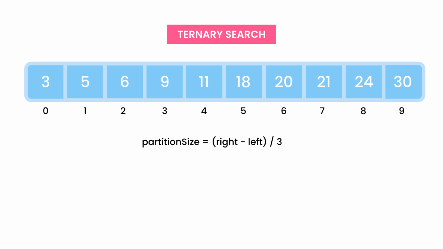Now we can calculate the index of these 2 middle points easily. Mid 1 equals left plus partition size, and mid 2 equals right minus partition size. Once we identify the middle points, we need a few comparisons to find the target value. If it's not one of these middle points, it could be in one of these partitions. So we'll repeat all these steps for that partition, exactly like binary search. Again, we can implement this using recursion or iteration.